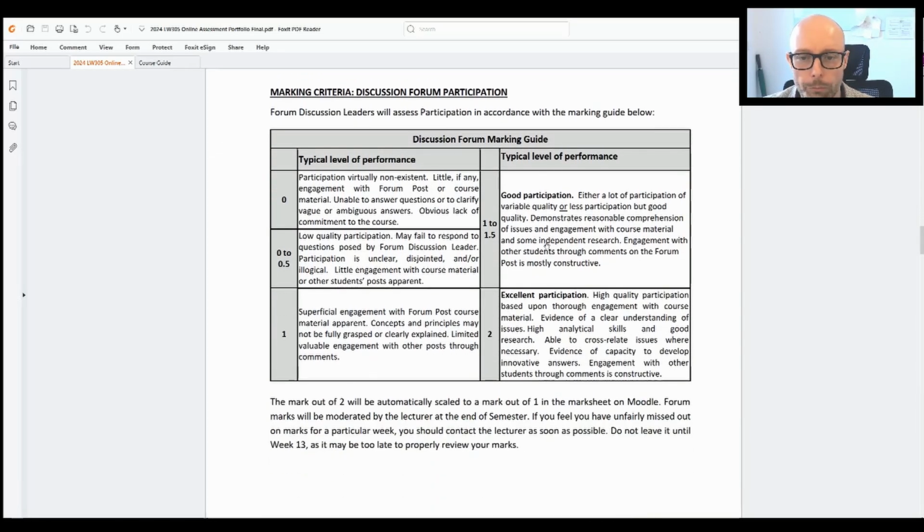Okay, and then for people giving marks, this is sort of roughly what you can expect to be marked on.